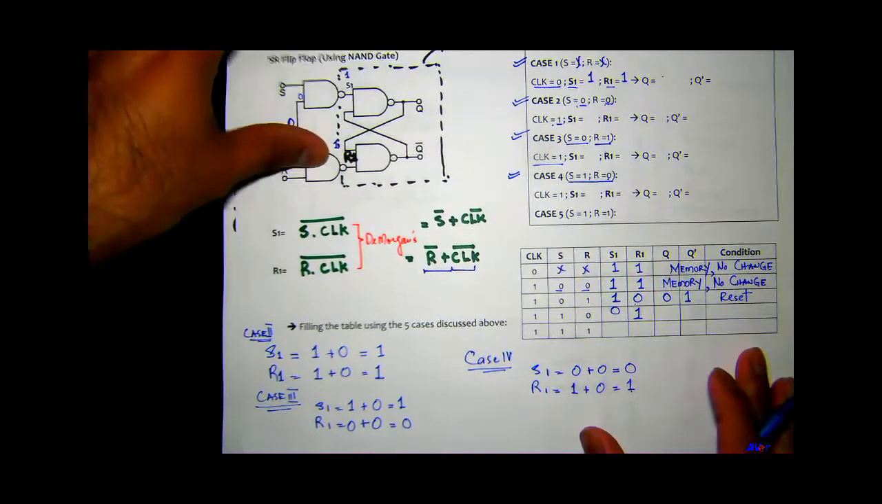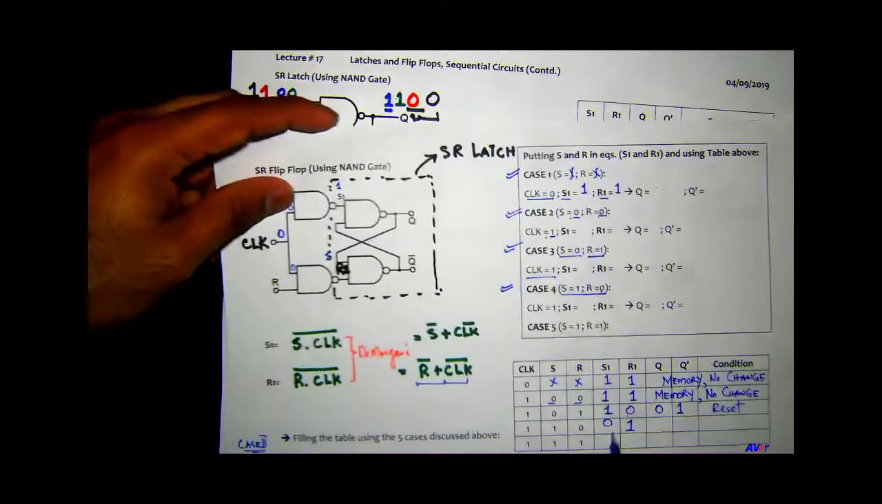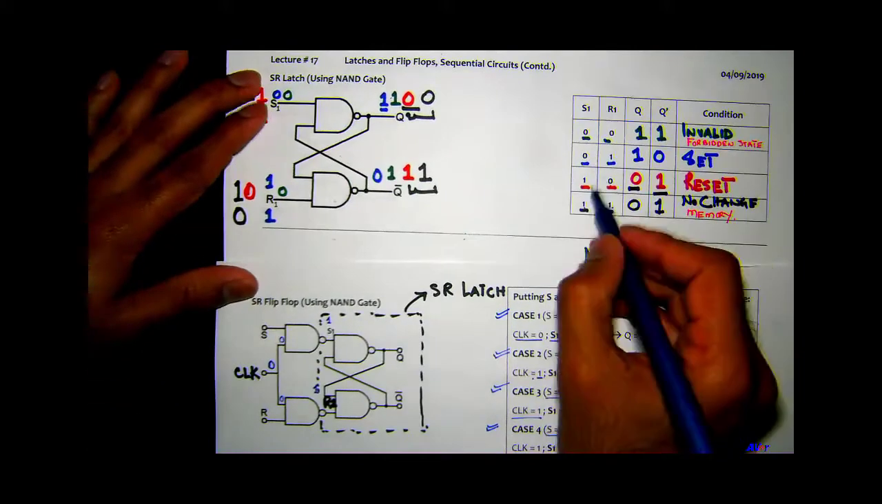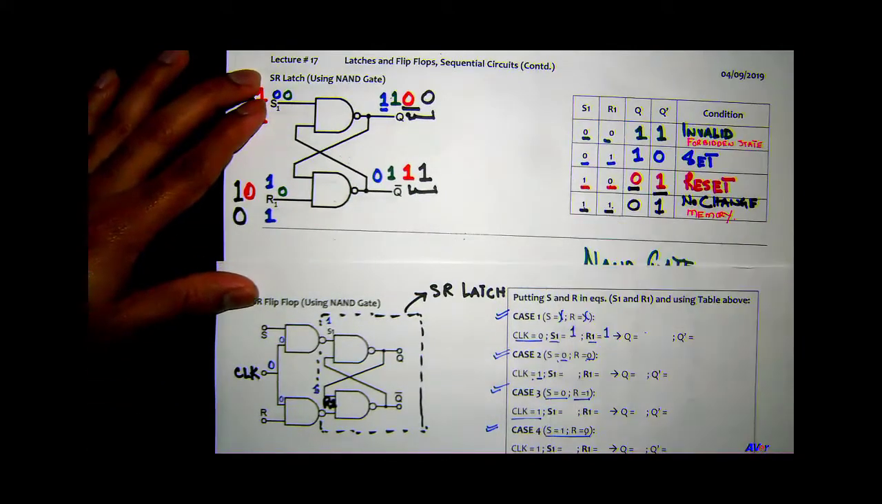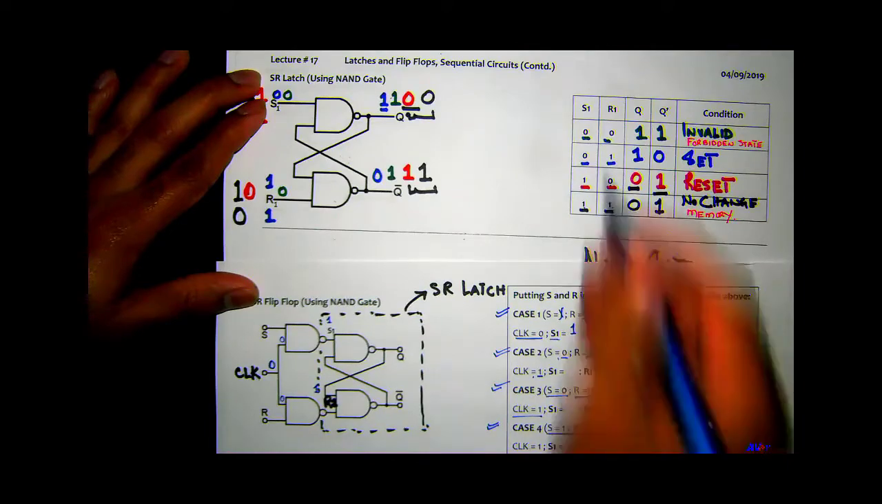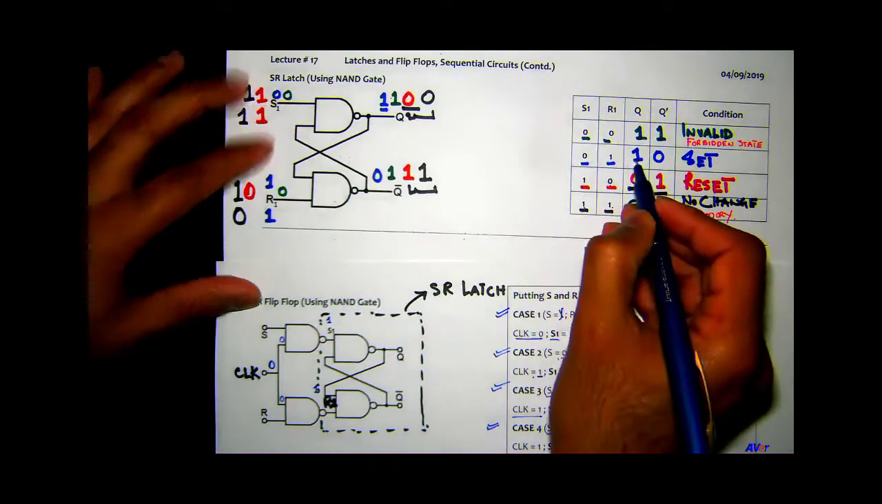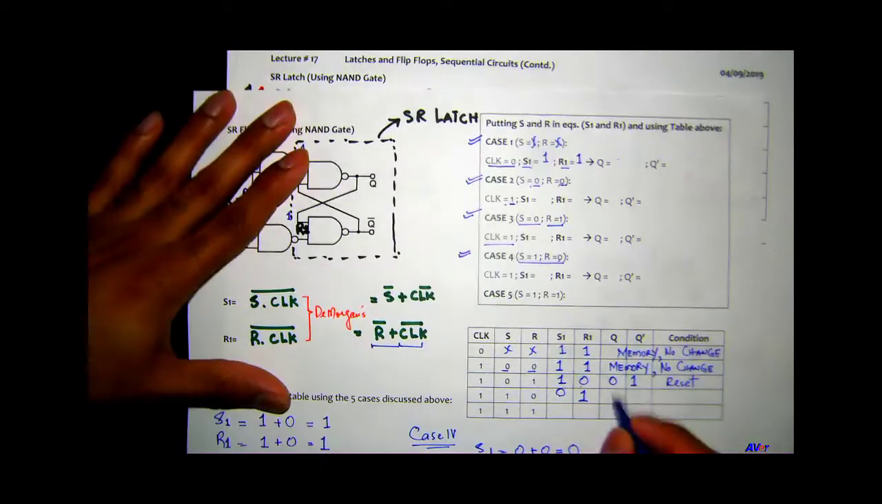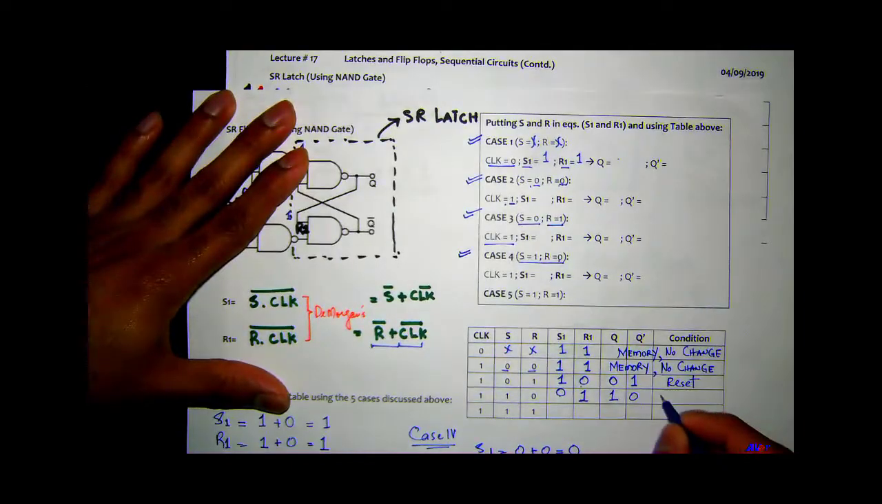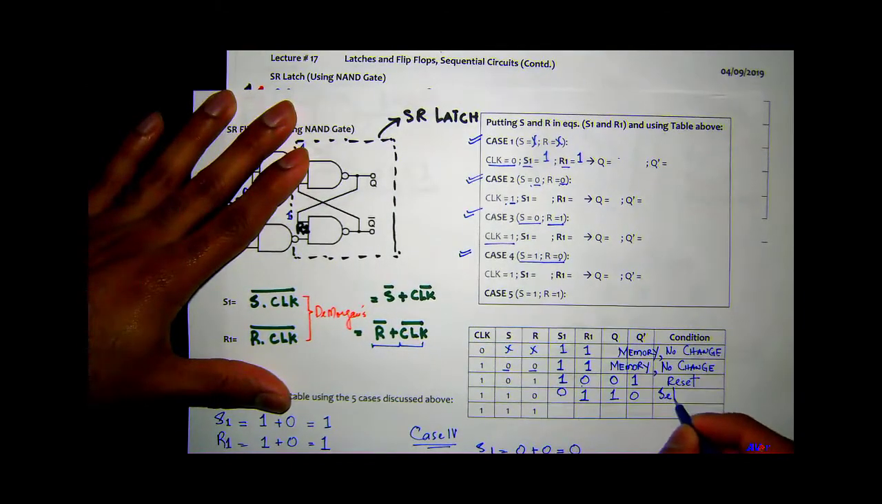Okay, let's look at the truth table from the previous example. S1 is 0 and R1 is 1. Q is 1, Q bar is 0. This is what we know as the set condition.